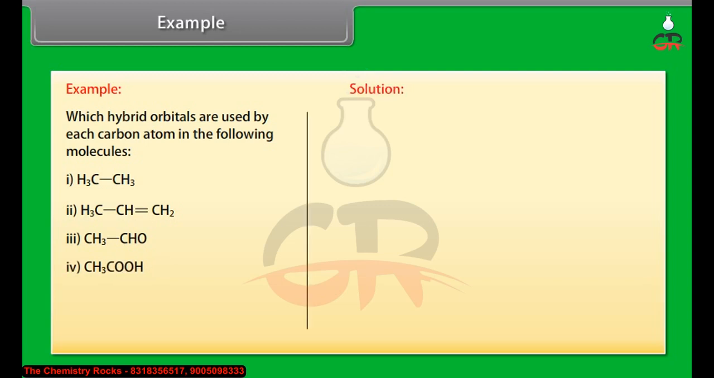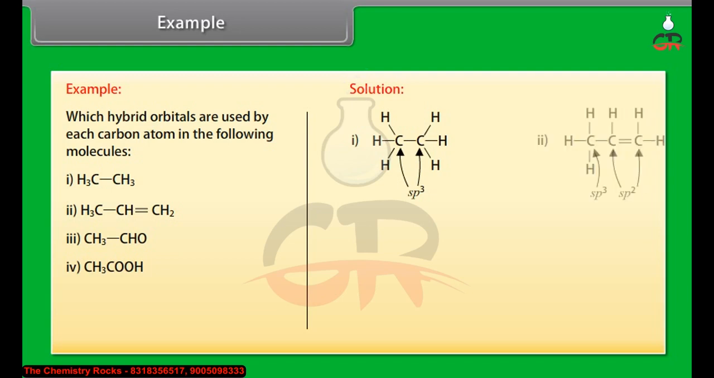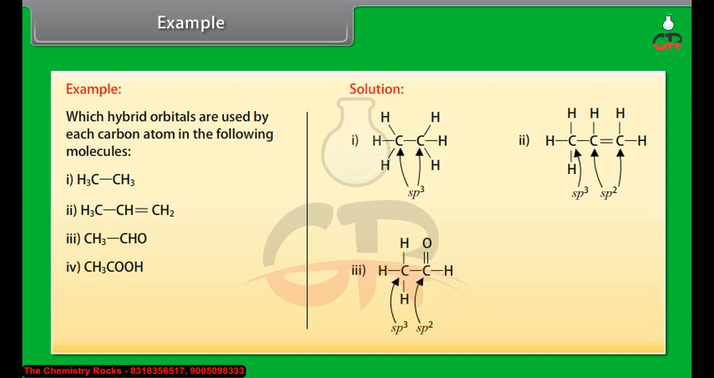Let's see the solution. In this molecule, carbon atoms are using sp3 hybridization. In this molecule, carbon atoms are using sp2 and sp3 hybridization. In this molecule, carbon atoms are using sp2 and sp3 hybridization. In this molecule, carbon atoms are using sp2 and sp3 hybridization.